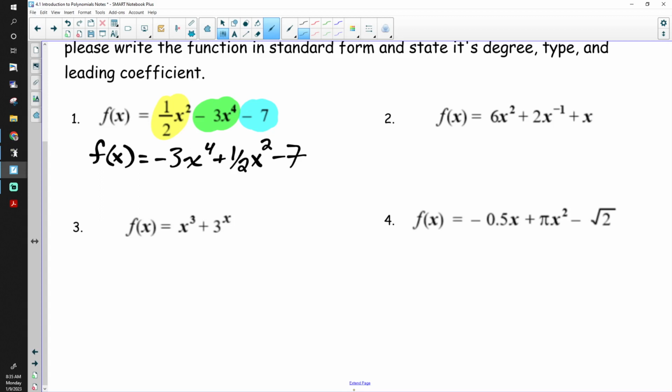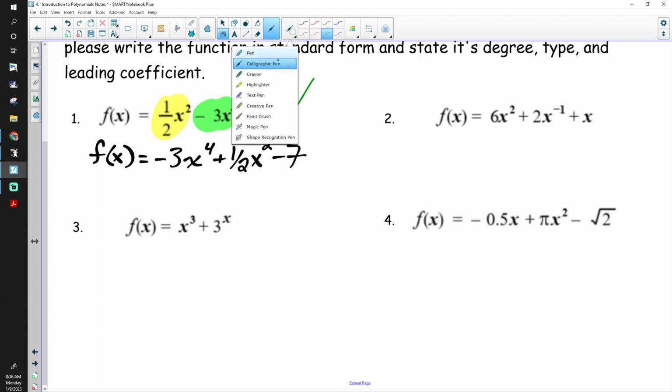Once it's in standard form, it's really easy to figure out its degree and determine if it's a polynomial. So is number 1 a polynomial? Remember, our two rules are, look at your coefficients: -3, 1/2, and -7. Are those all real numbers? Yeah, they're all real numbers. There's no weird imaginaries or e's or pi's or square roots. Are our exponents, the 4 and 2, whole numbers? Those are numbers you would say if you were counting your fingers. So that's all good. This is a polynomial.